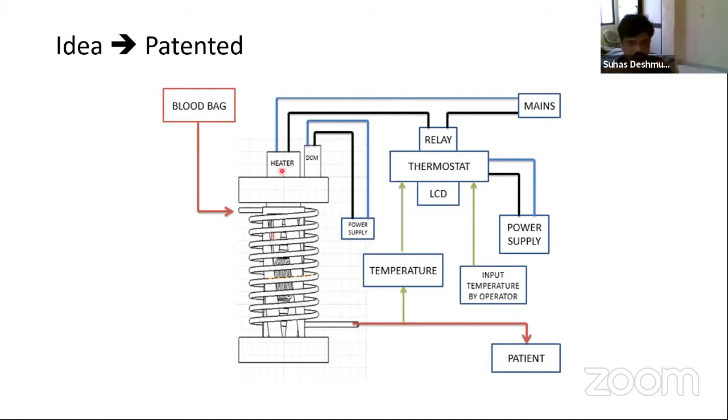So here there will be a heater, a power supply for it, and a thermostat. It is going to monitor the temperature of the blood coming out, and then it will be injected into the patient. We can have a separate power supply for all control and operations. So this is a kind of system which doesn't currently exist. Why can't we go for a new idea?